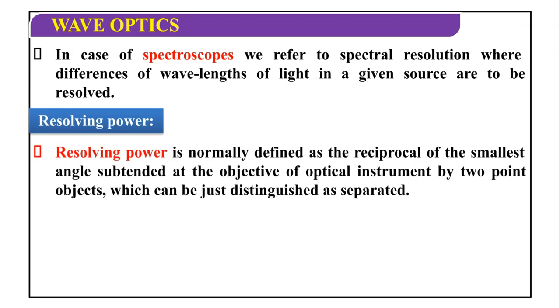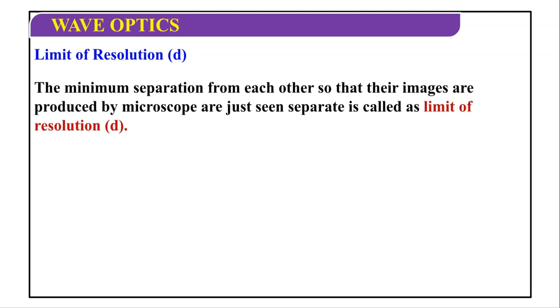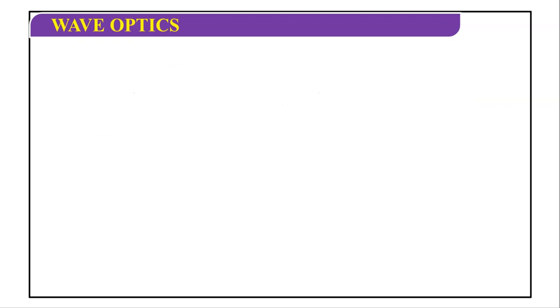Resolving power is basically defined as the reciprocal of the smallest angle subtended by the objective of the optical instrument by the two-point object, which can be just distinguished as separate. The limit of resolution is the minimum separation between two objects so that their images produced by the microscope are just separate. Resolving power is equal to 1 by the limit of resolution d.